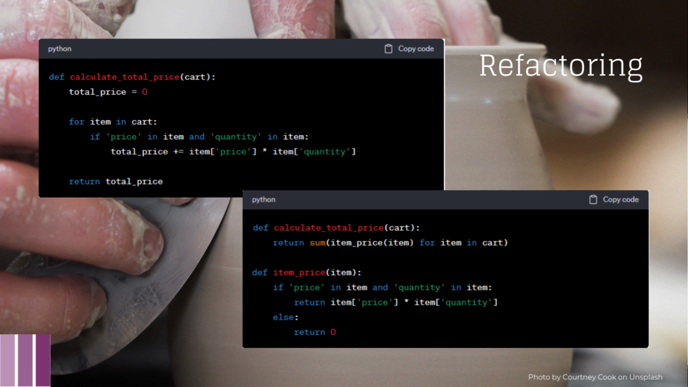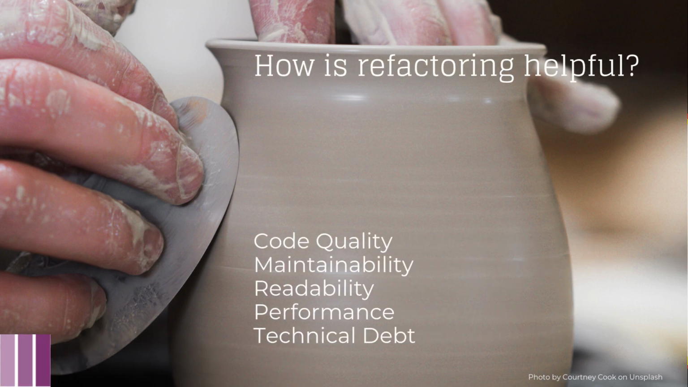Refactoring in software development refers to the process of restructuring existing computer code without changing its external behavior. The primary goal of refactoring is to improve the design, readability, and maintainability of the code while preserving its functionality. It is often done to enhance code quality, reduce technical debt, and make it easier for developers to understand and work with the code base over time. So how is refactoring helpful?